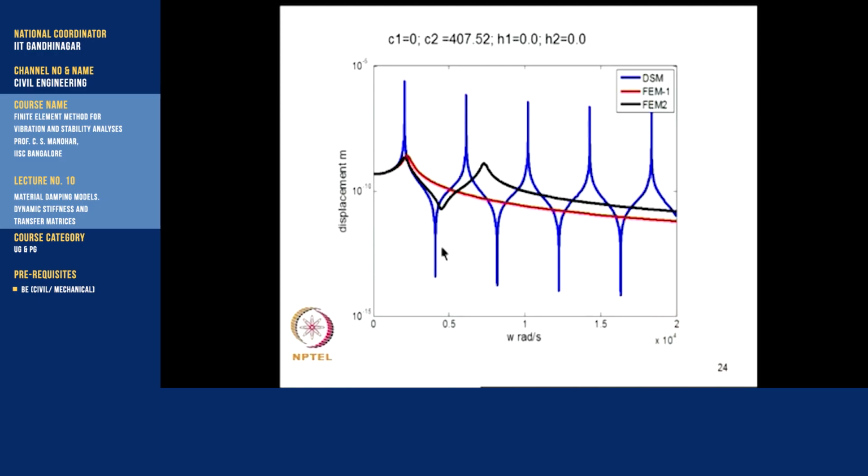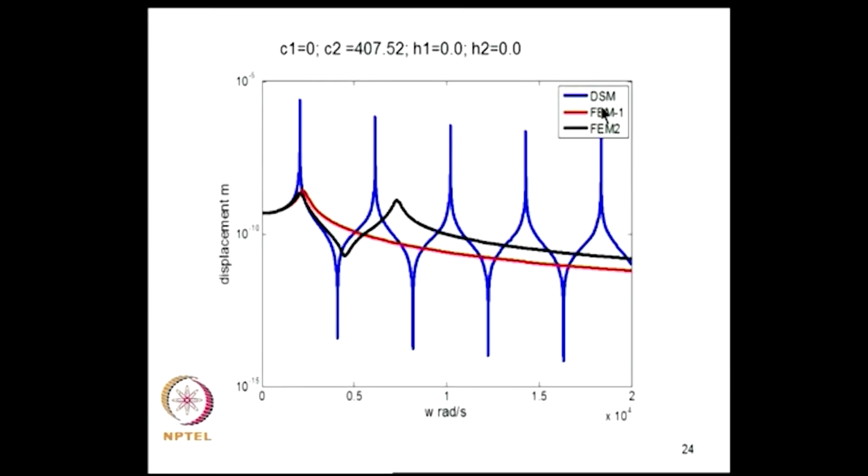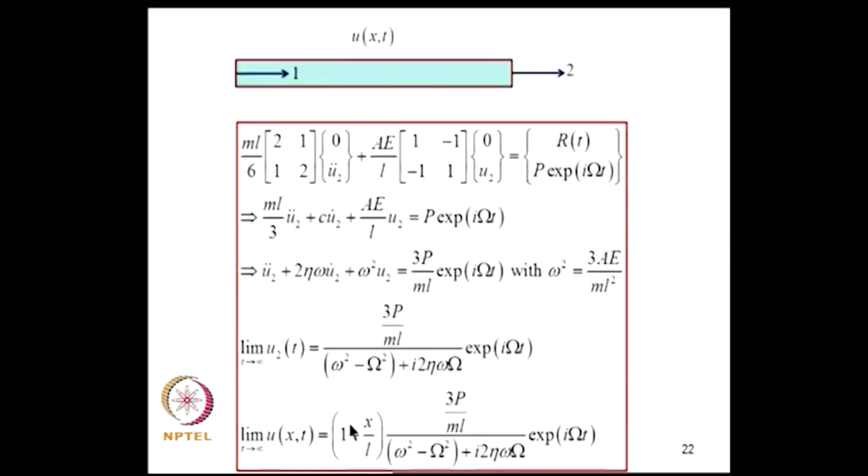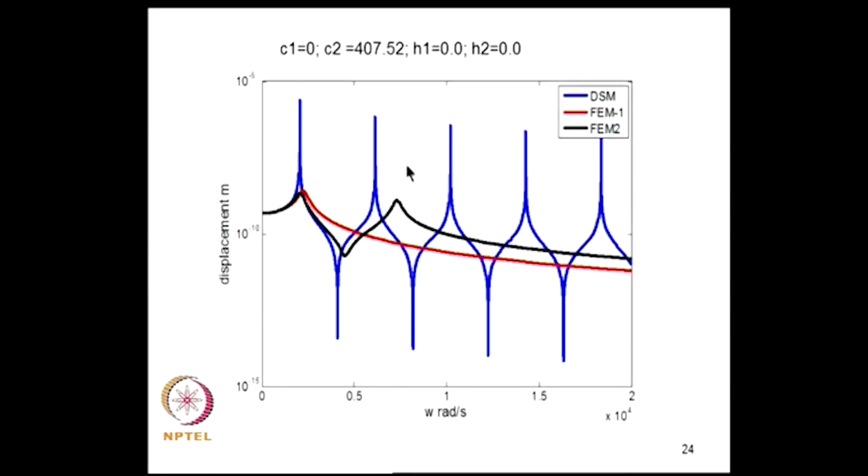The blue curve that you see here is a result from the dynamic stiffness matrix using trigonometric functions. So, this is actually the solution I have got here, tan lambda L by A lambda and this minus secant lambda L. So, this is displacement, blue line is this. The red line is finite element solution with one mode, that is 1 degree of freedom. The black one is finite element model with 2 elements.